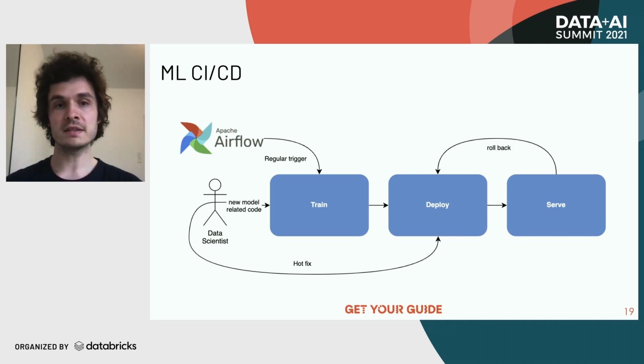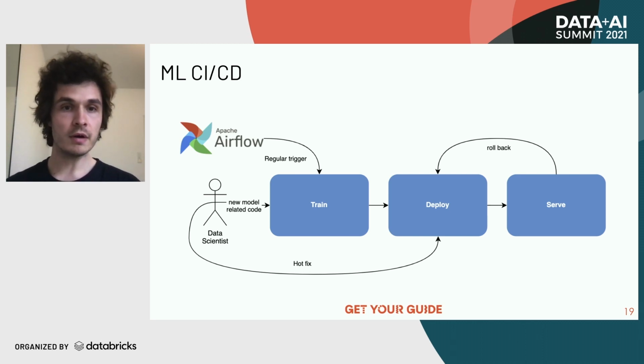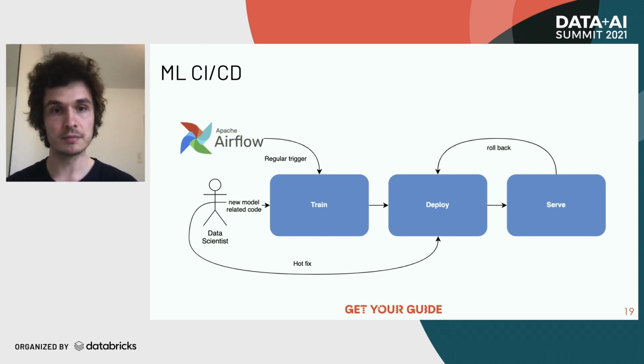So it might seem quite simple at start: a data scientist has some code, and then we need to train, and when the training is finished, you deploy, and finally we serve the prediction. However, you might also want to retrain your model regularly on fresh new data, and then follow the same pattern of deployment and serving. But you can also have, for example, some hotfixes that you want to apply to some non-model related code, but you want to deploy as an app.